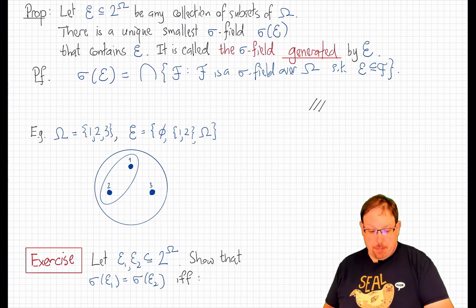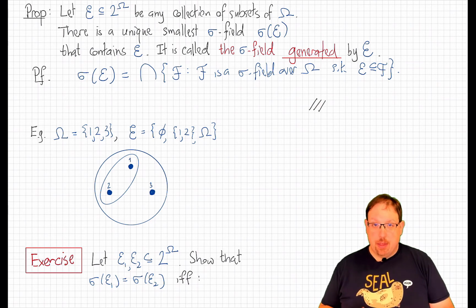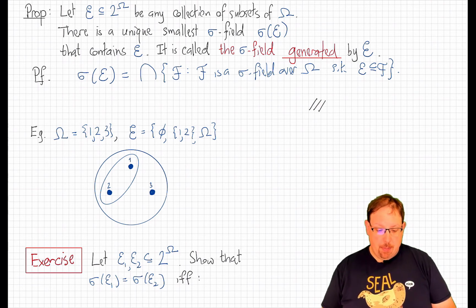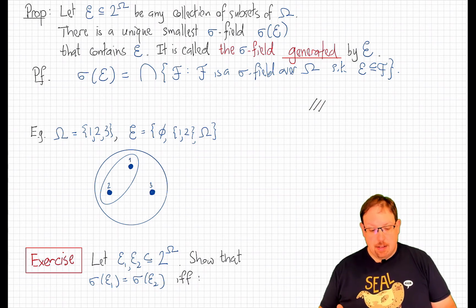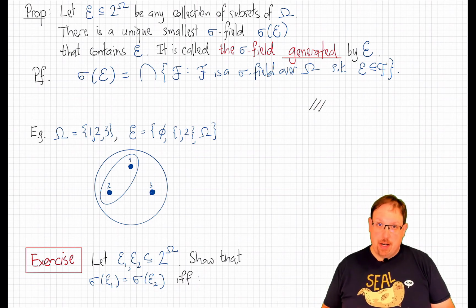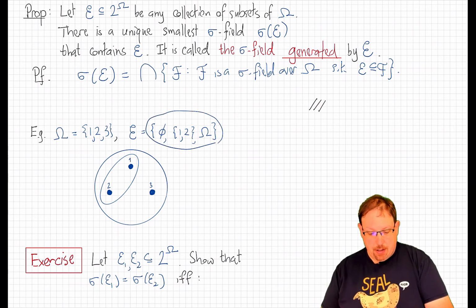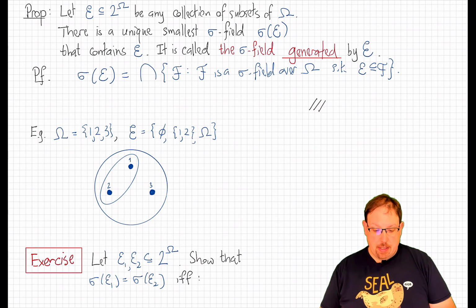So let's look at an example. Here again, we're considering a 3-element sample space, omega, 1, 2, 3, which means that since the full power set is finite, sigma fields and fields are the same thing. So here, when we talk about the sigma field generated by a particular collection of sets, we're just talking about the field generated by them. Same idea. So here I've specified 3 subsets: the empty set, the full sample space, and the set 1, 2. What is sigma of E in this case?